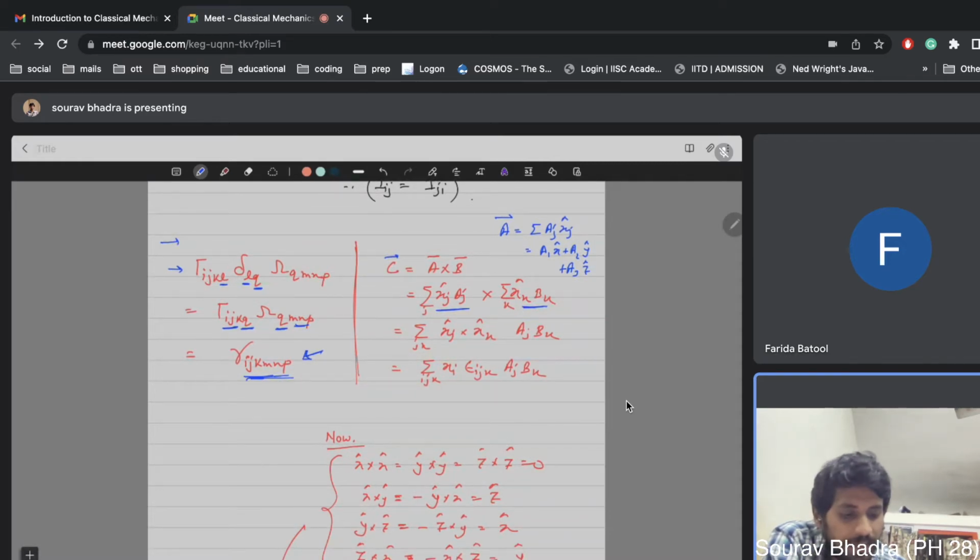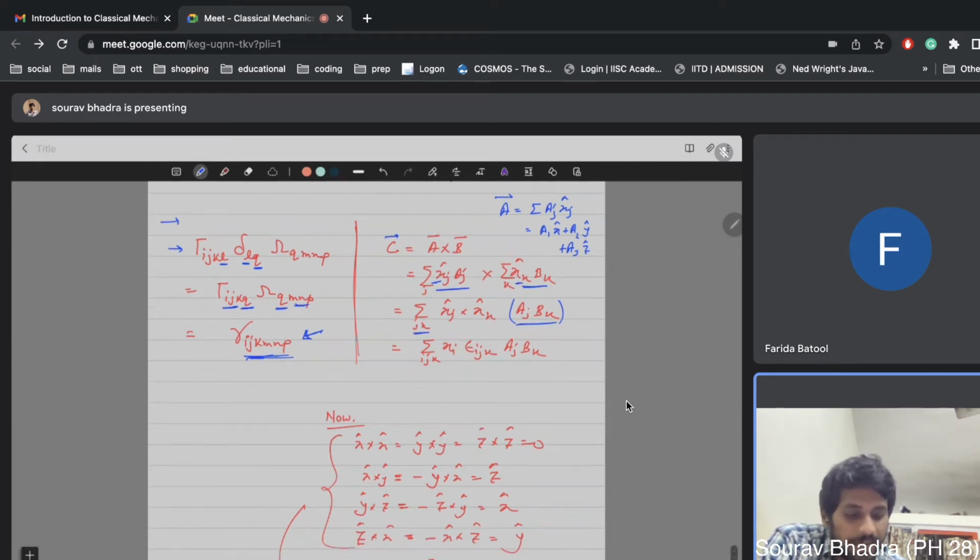So Aj and Bk are just values, scalars, like if A is 2 x cap plus 3 y cap plus 5 z cap, then this is A1, this is A2, and this is A3. So I have just taken Aj and Bk to one side, and I have put the vector, which is the unit vector xj cross xk. And now the summation is over j and k.